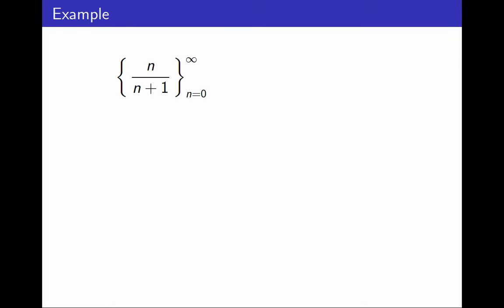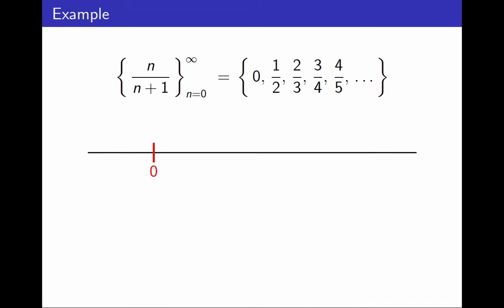Let's look at the sequence n over n plus 1 with n starting at 0. The first few terms are 0, 1/2, 2/3, 3/4, and so on. We can draw them on a real line. Here is the 0th term, the first term, the second term, the third, and so on. As n increases, these terms get closer and closer to 1, and they end up crowding around 1. If n is very large, the terms are all very close to 1. We say that the limit, as n approaches infinity, of n over n plus 1 is 1.